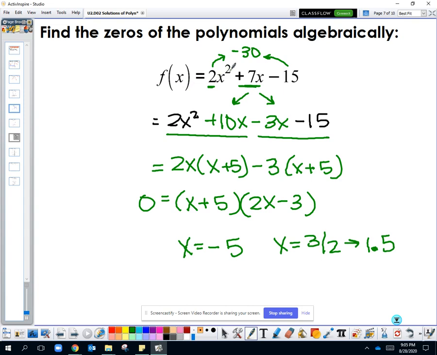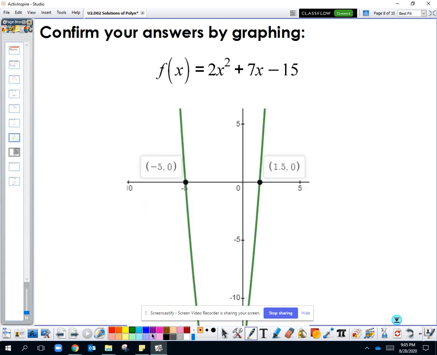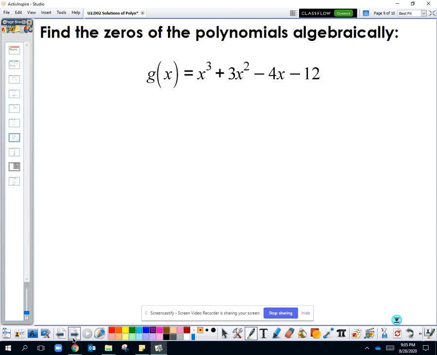Again, the degree of this polynomial is 2. We had 2 solutions. To check that graphically, we can see that this crosses the x-axis twice, both at negative 5 and at positive 1.5. And the fourth and final example for us today is a polynomial with a degree of 3, and we have 4 terms. So our option here would be to factor by grouping.